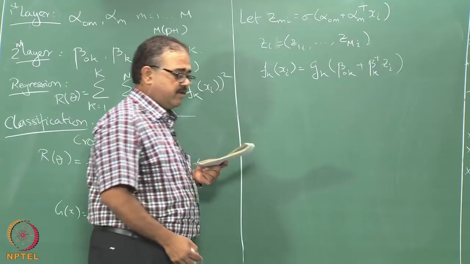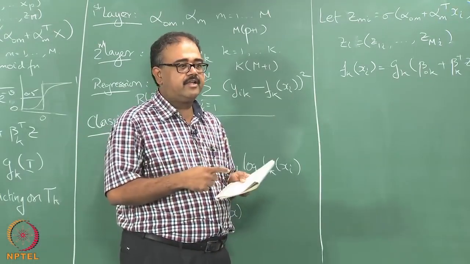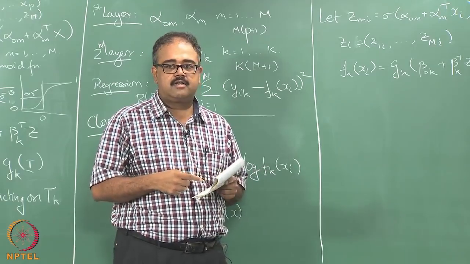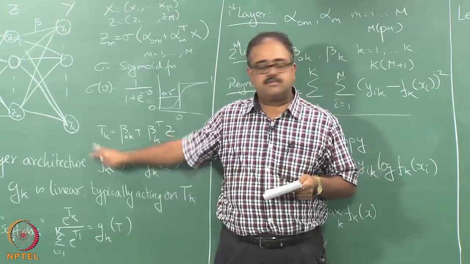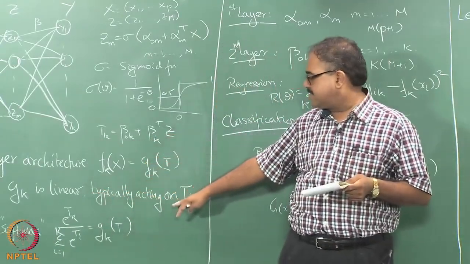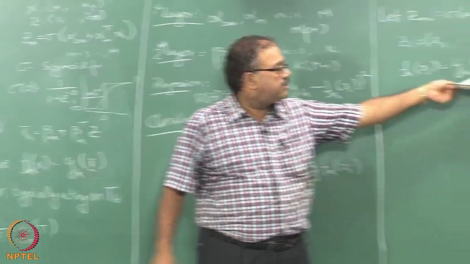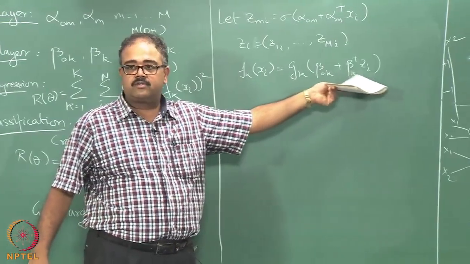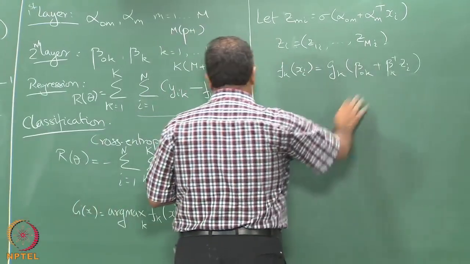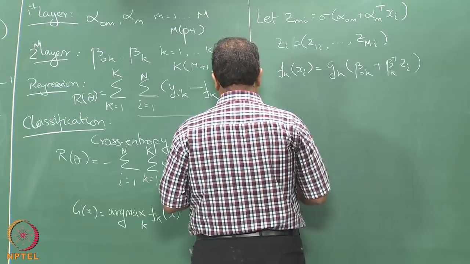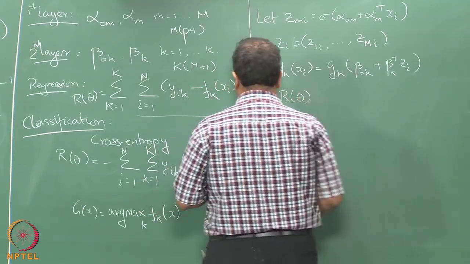Right. So now we got rid of our, what did we get rid of here? The t. So this is what I was saying, in regression g_k is linear and typically it is acting on t_k, and so this is acting only on t_k. Because we are only talking about regression, I got rid of that. This will make our life a little simpler when we write the gradient.